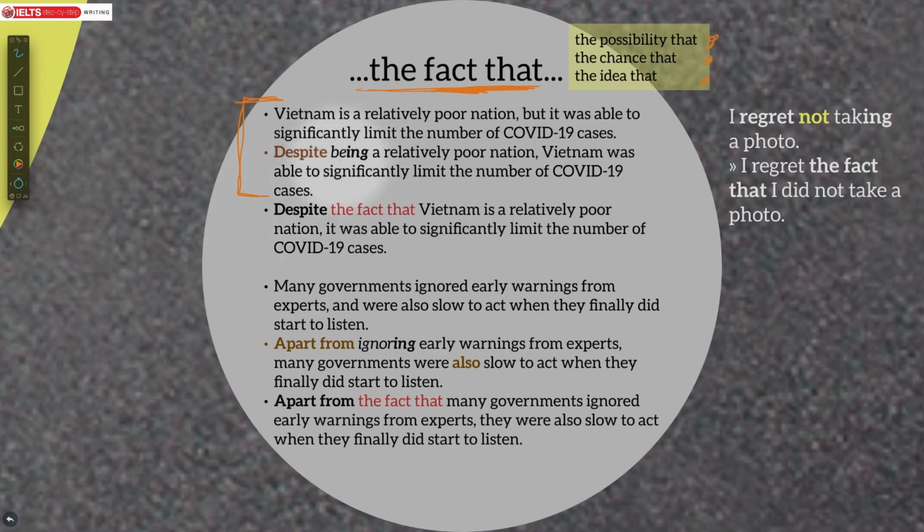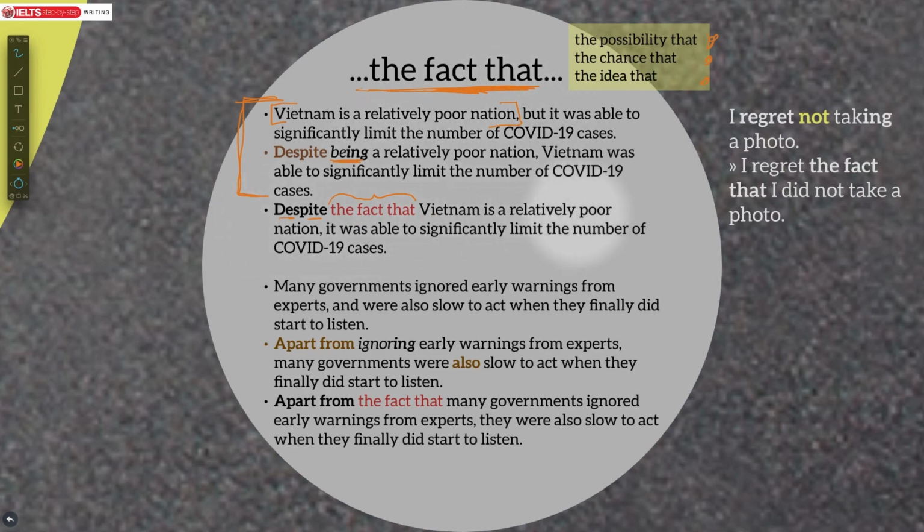But maybe you've got the exam coming up this weekend or next weekend and you're just not getting it. You don't understand how to make this. What we can do is just use the fact that. So if you want to use this word despite, you can say despite the fact that, and then everything else from this basic English stays the same.